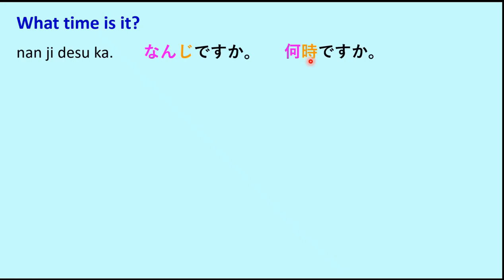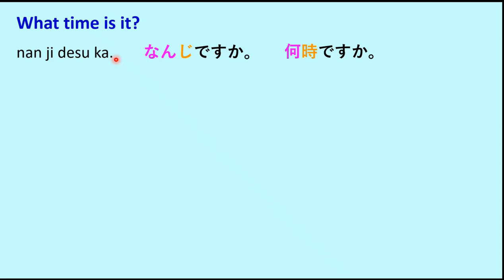Next is how to ask the time. What time is it or what is the time now? Nanji desu ka? As you have already learned about nan, which means what. So nanji desu ka? We have learned about nankai desu ka? That is which floor is it?